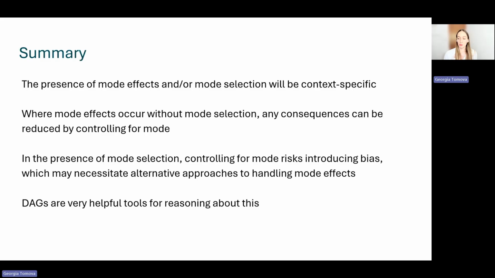But sometimes it might be more than we've reduced by controlling for mode. And this also necessitates different approaches to handling mode effects than simply controlling for mode in a regression. Hopefully you've been convinced that DAGs are very helpful tools for reasoning about this and trying to understand the best possible strategy and how exactly mode effects and mode selection might impact your substantive analysis. And hopefully you've also been convinced that DAGs are just very useful in general.